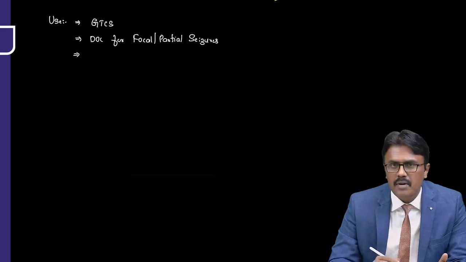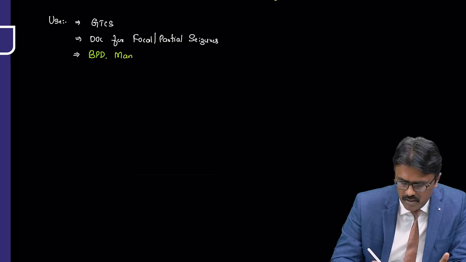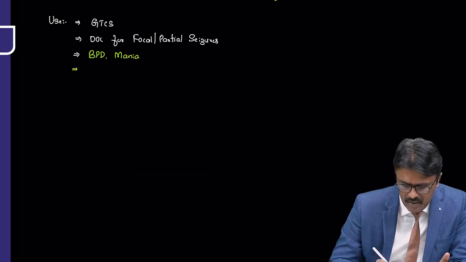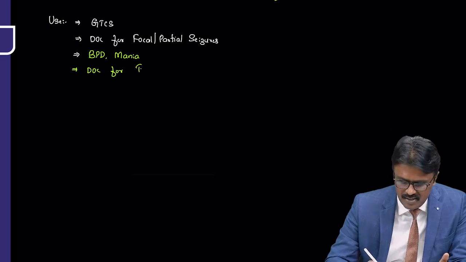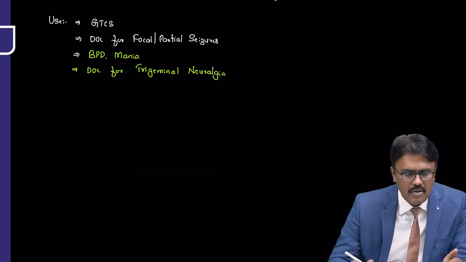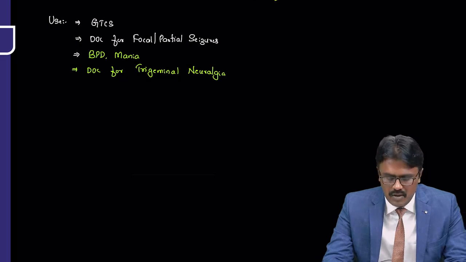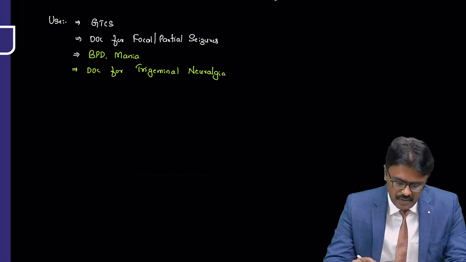The other non-epileptic uses: it is used in bipolar disorder. It is used in management of mania. And it's a drug of choice for one neurological condition. What is that? Neuropathic condition. It is called trigeminal neuralgia. Very, very important point. It's a drug of choice for a neuropathic pain, that is trigeminal neuralgia.